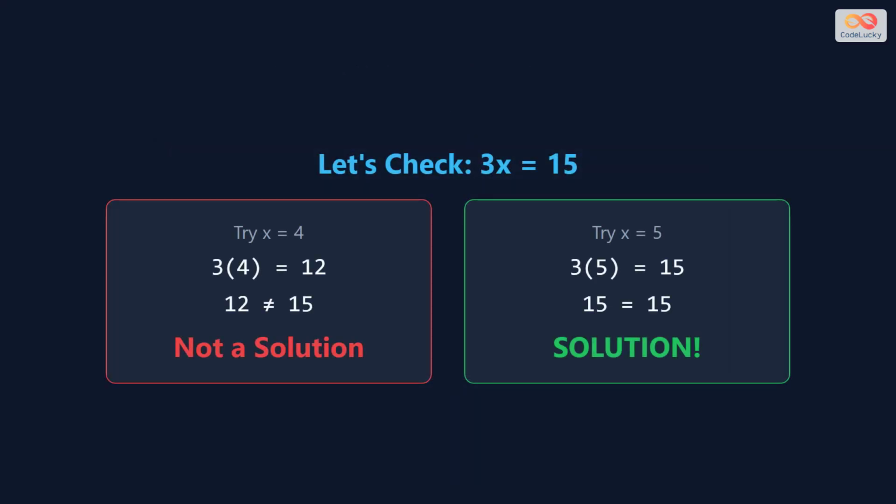Let's check one more example. 3x equals 15. Remember, 3x means 3 times x. If we try x equals 4, 3 times 4 is 12. That does not equal 15. But if we try x equals 5, 3 times 5 is 15. That matches, so 5 is the solution.